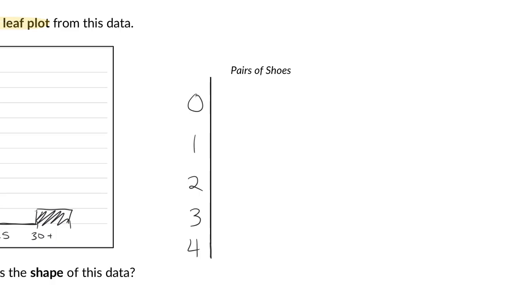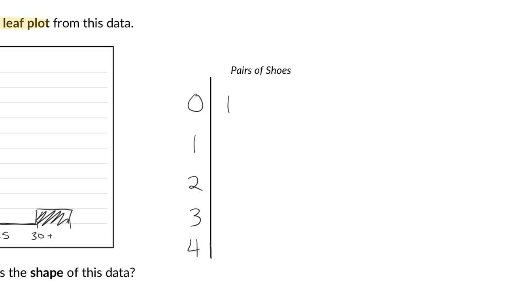Now, we are going to display our pairs of shoes lining up the raw data on this table, meaning, what is the smallest number in our raw data table? 1. So we're going to put a 1 right here. This number represents 0 in the 10 spot, a 1 in the 1 spot. So that's the number 1.